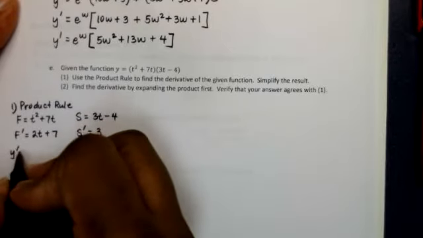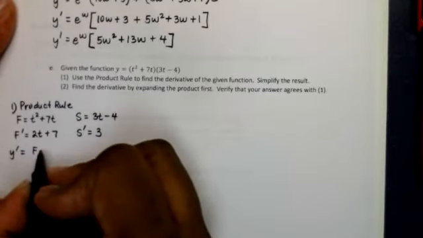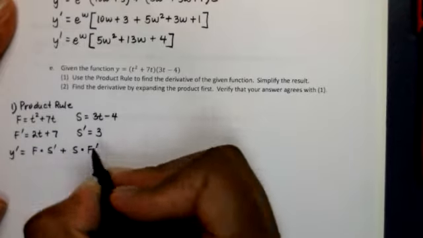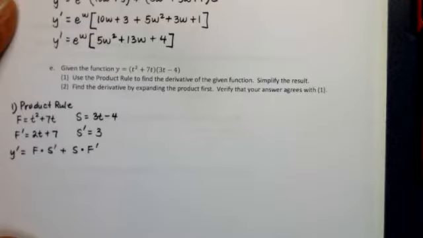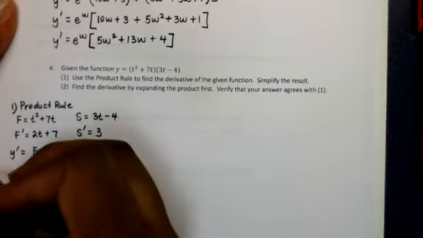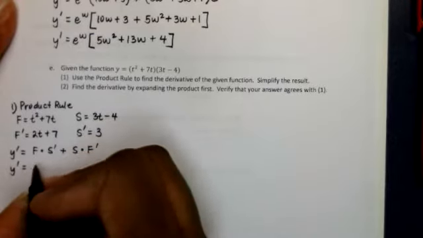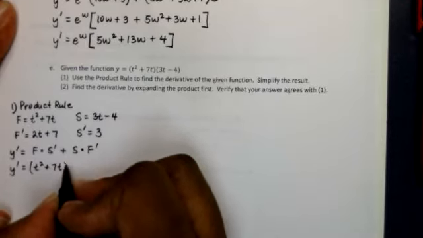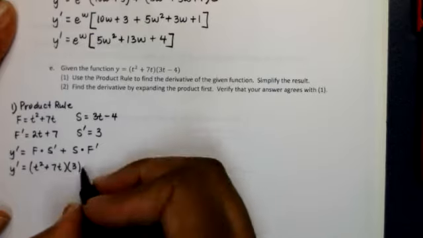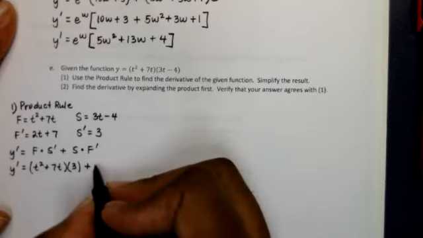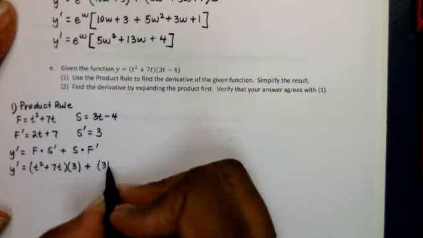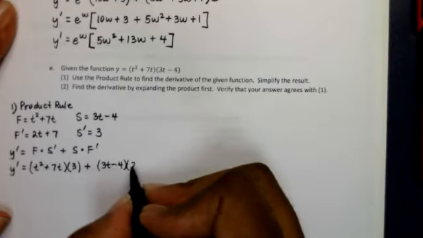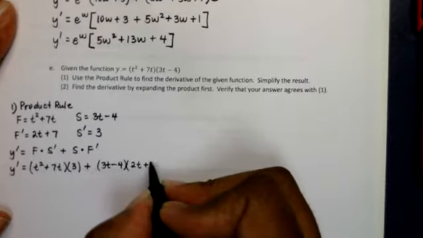Now we're going to find y prime, which is going to be the first times the derivative of the second plus the second times the derivative of the first. Okay, so y prime will be the first, which is t squared plus 7t times the derivative of the second, which is 3, plus the second, which is 3t minus 4, times the derivative of the first, which was 2t plus 7.